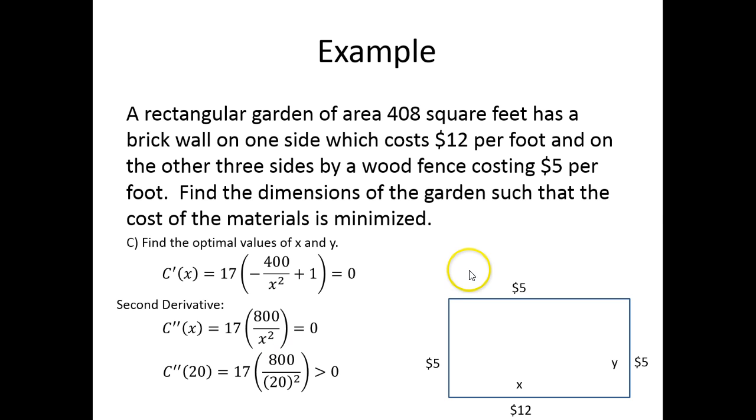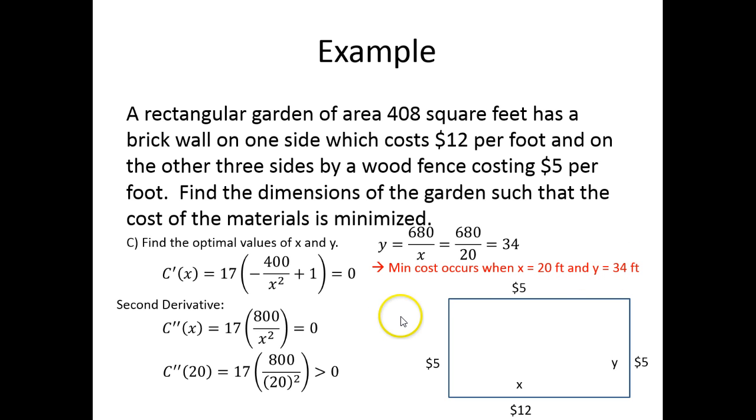Now I need to take this 20 and plug back into my constraint equation. You get 680 over x, so y is 34. So our minimum cost occurs when x is 20 feet and y is 34 feet.